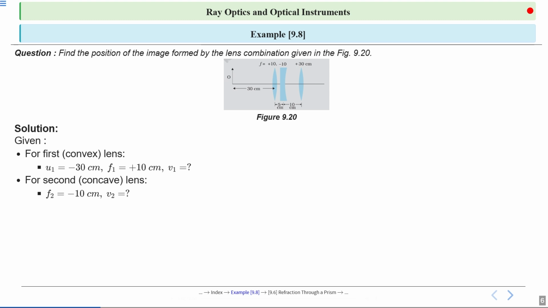Finally, we have the third lens, which is another convex lens. Let's see what information we have for this lens. So for the third lens, the focal length f3 is plus 30 centimeter. The image distance v3 will be the final image position that we are trying to find.